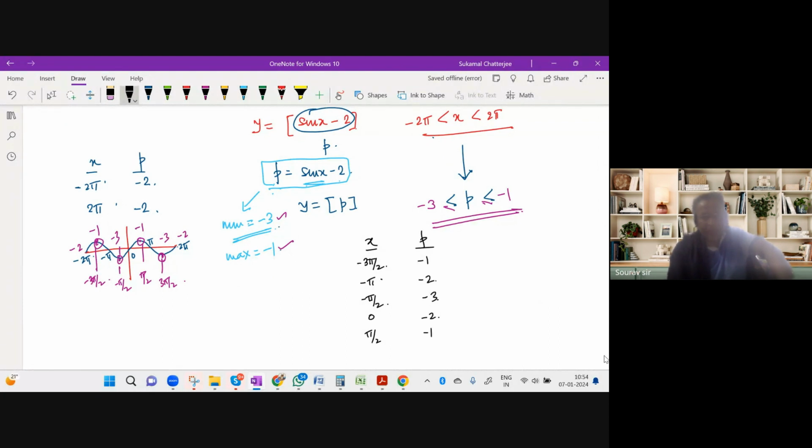Then x would be pi. This is minus 2 again. And x is 3 pi by 2. This is minus 3. So see, all the values are repeating twice. Right? So there will be 7 points of discontinuity here.